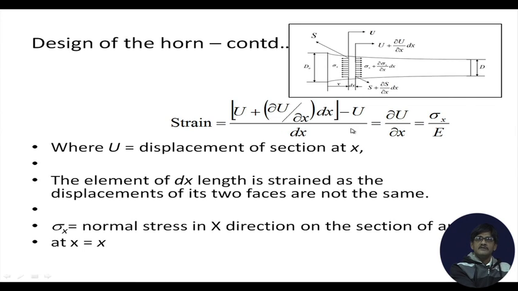Up till this point we are simply resorting to stresses and strains and their relationships, and we are satisfied that strain is equal to del u del x. That is fine, and that is equal to sigma x by E. All these things that we have discussed are formally defined here. u is equal to the displacement at the section at x; the element of length dx is strained as the displacements of its two faces are not the same, and so on. So, let us pass on to the next step.